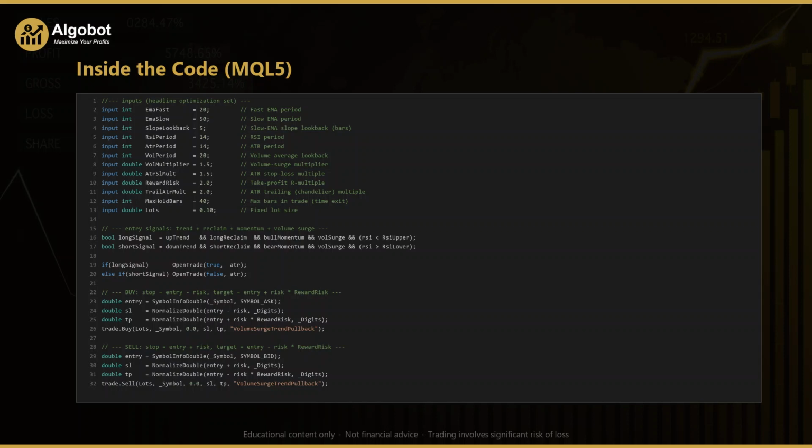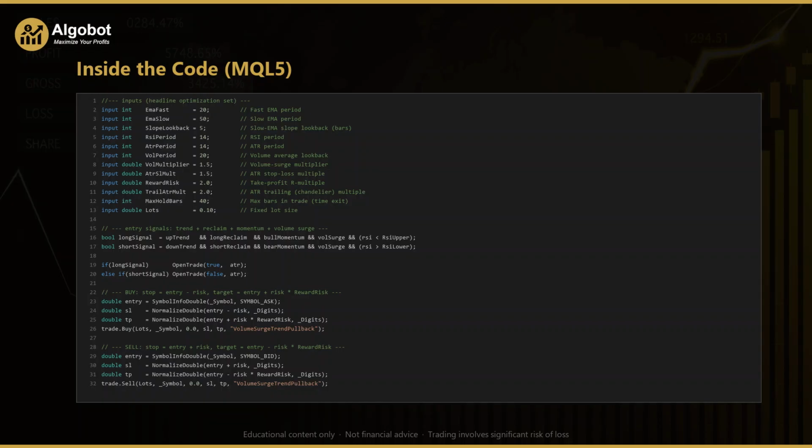If the long condition is met, the code calls open trade for the buy side. Otherwise, if the short condition is met, it calls open trade for the sell side. Inside the buy branch, the entry uses the ask price. The stop is placed 1 risk unit below entry, and the take profit is set 1 risk unit times the reward multiple above entry, before the order is sent with trade.buy.